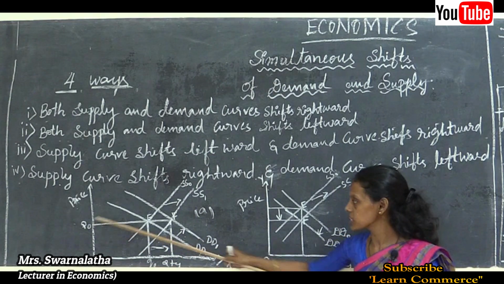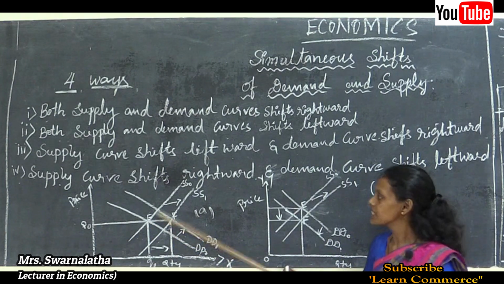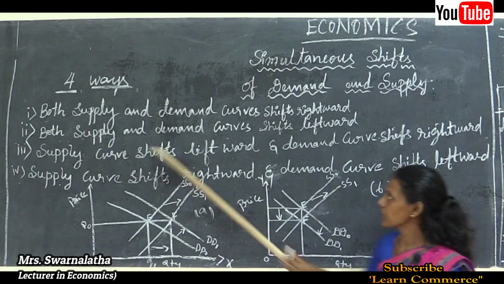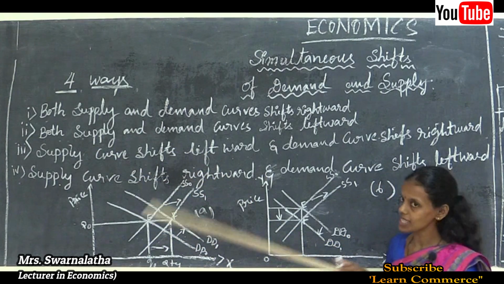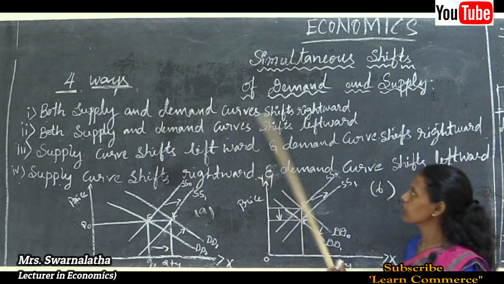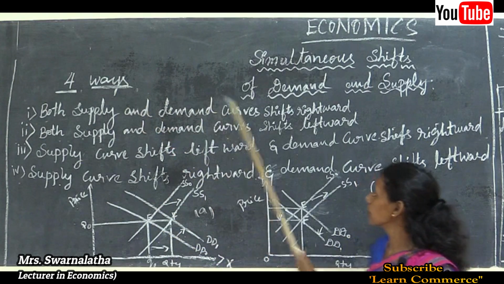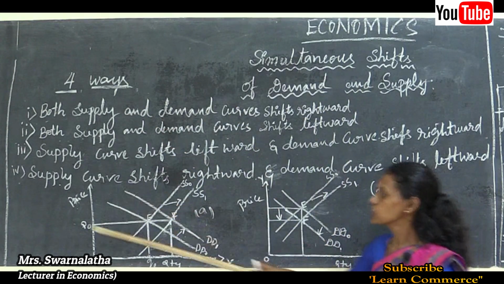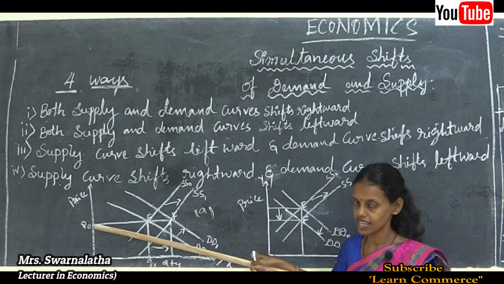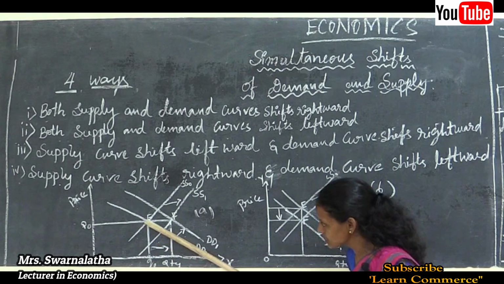Due to changes in demand, supply also changes. When the demand changes, supply also changes, or when the supply changes, demand also changes. So both supply and demand curves shift rightward. In this case there is no change in the price. Price remains constant or unchanged. So the initial equilibrium is E.